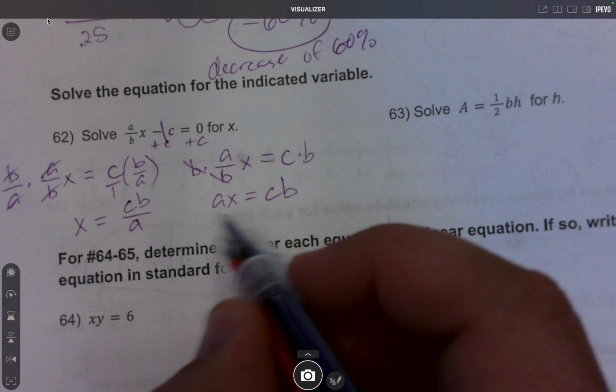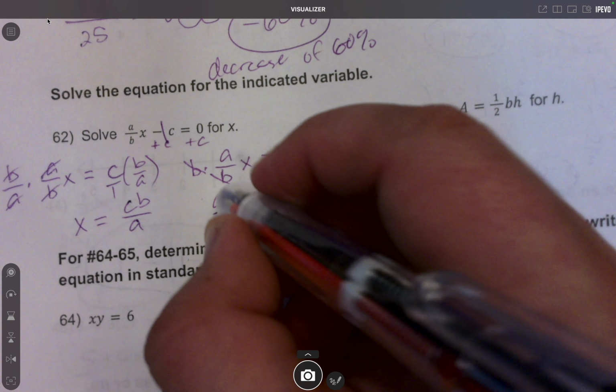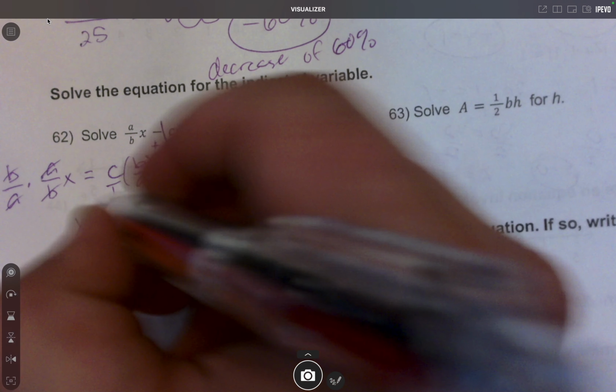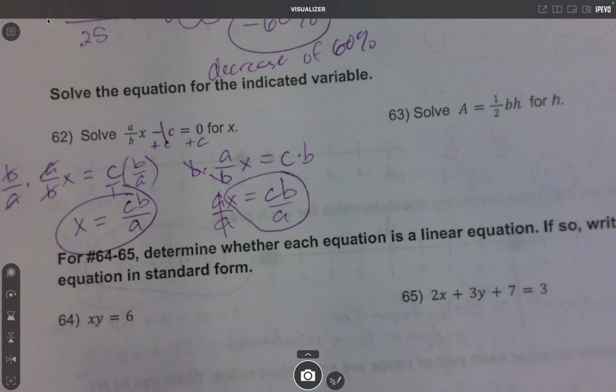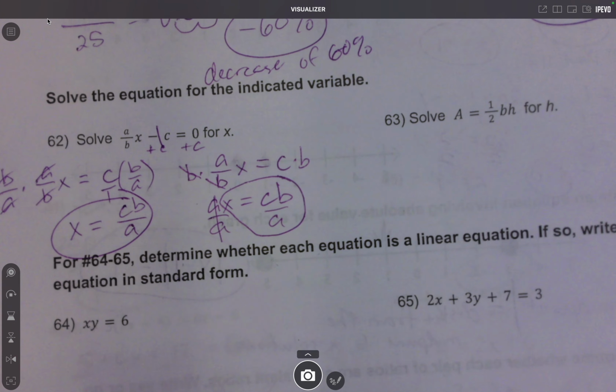Then to get rid of the a, which is multiplied by the x, you divide by a. So you see we get the same answer either way. So it's okay to use it in 2 steps, get rid of a over b, or 1 step.